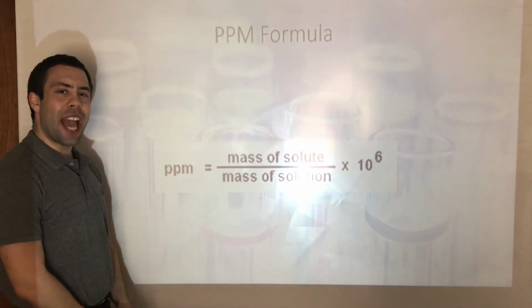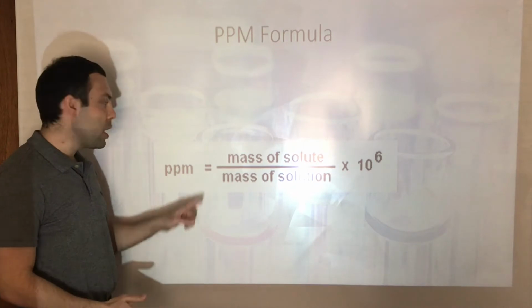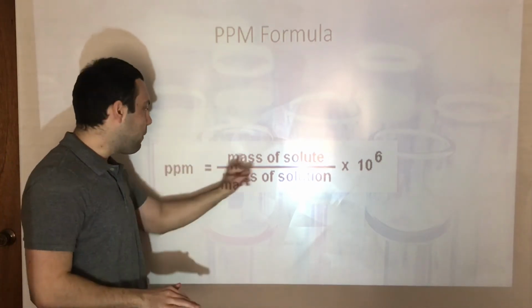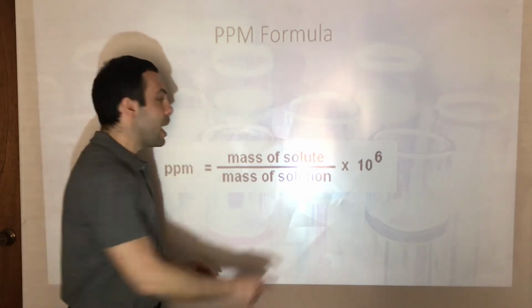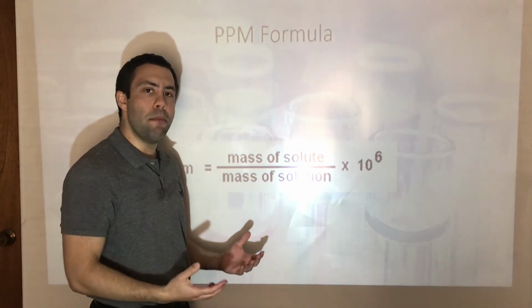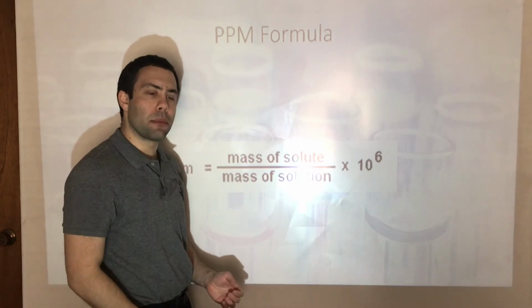The formula for calculating parts per million is ppm, parts per million, equals mass of solute, the thing that gets dissolved, divided by the mass of the solution, the total solution, times 10 to the 6th, which is 1 million. 1 with 6 zeros is 1 million.